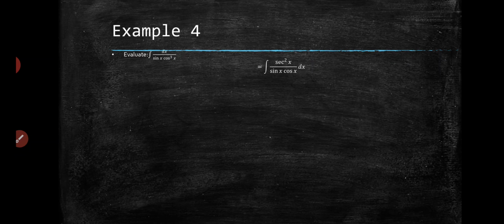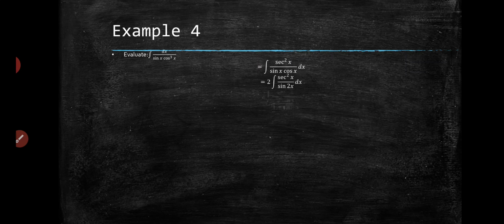First, there we have cos cube x, so I will take out one cos square and take it to the numerator, and it becomes sec square x. Fine. Now sin x cos x, I can write this as sin 2x, multiplying by 2 in the denominator and multiplying by 2 in the numerator.